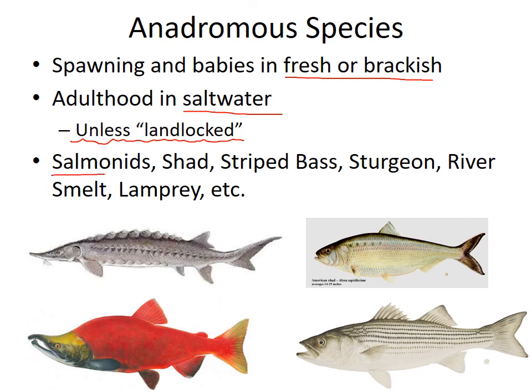Okay, so salmonids include fish like salmon and trout. Shad is a relative of the herring that's found on the east coast of the United States, and they move between freshwater as babies and saltwater as adults. Striped bass can do that. Many species of sturgeon, which is this primitive group of fish you see an example of here. River smelt, a type of small bait fish. Lamprey, a very primitive jawless fish. So there's a large number of fishes that are anadromous, that are born in fresh or brackish water and move into salt water, or at least can move into salt water as adults.